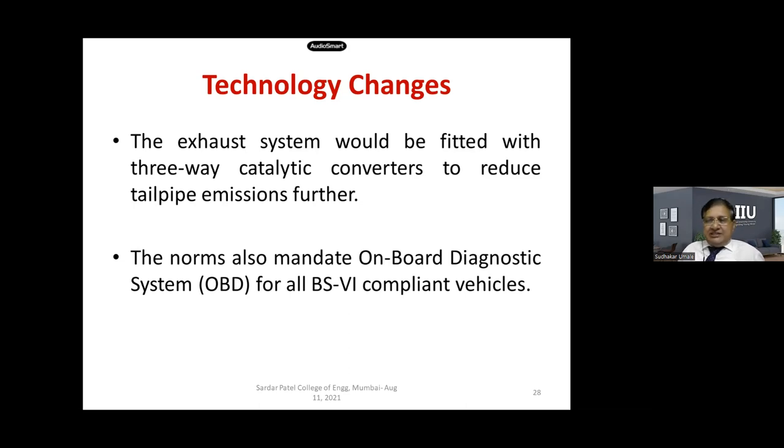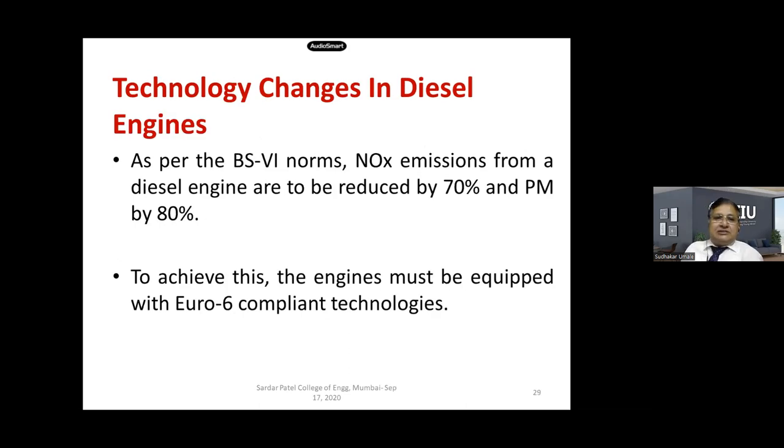Till now, I have explained for SI engines, that is petrol engines. Now I want to explain for diesel engines. As per BS6 norms, NOx emissions from diesel engines are to be reduced by 70% and particulate matter by 80%. This is the very good advantage of BS6 norms engines: reduction of NOx and particulate matter. To achieve this, the engine must be equipped with Euro 6 compliant technologies.